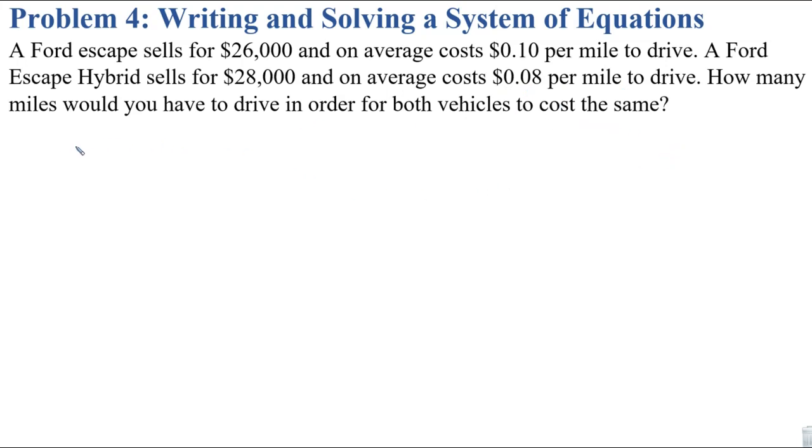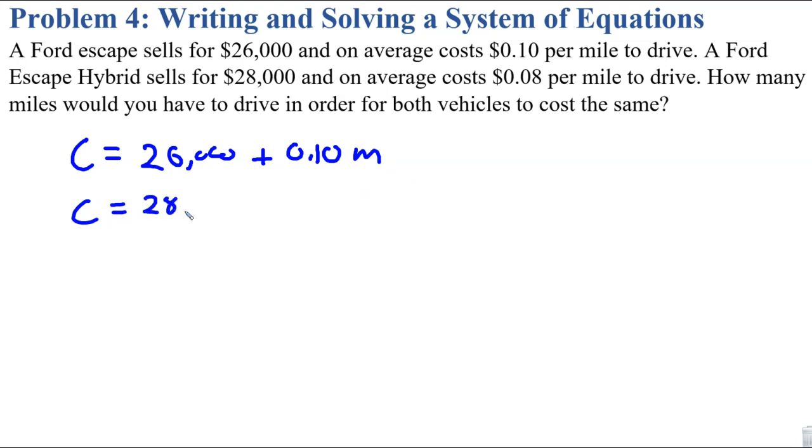Well, we already came up with equations for the cost. We said that C is equal to, for the regular Escape, 26,000 plus 0.10m for miles driven. The hybrid is C is equal to 28,000 plus 0.08 dollars, or 8 cents, per mile.